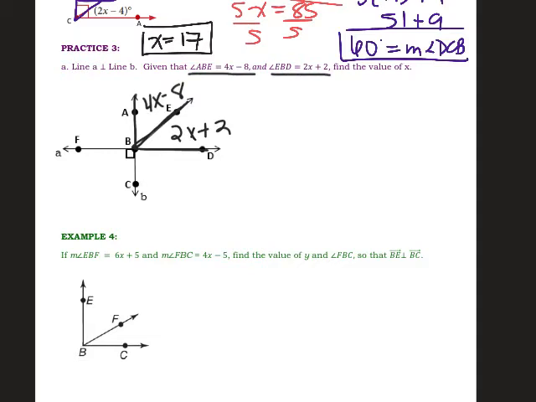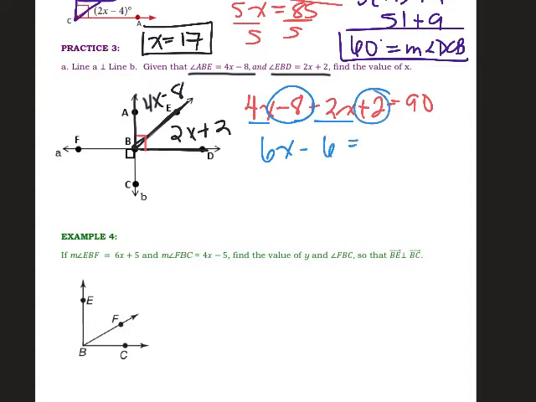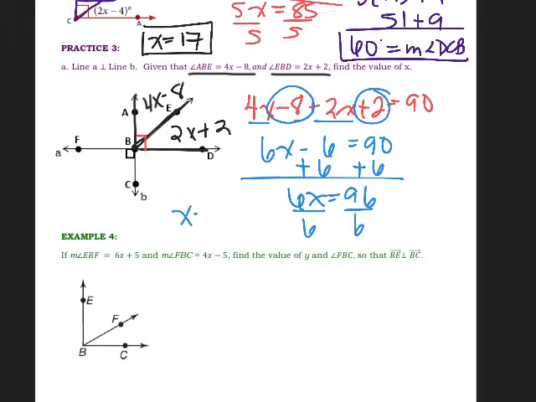Now, we just said that if there's a 90 degrees here, there should also be one across from it. So there should be a 90 degrees here as well. So together, they should add up to 90. So when I combine like terms, what do I get? 6x minus 6 equals 90. After I add the 6, we get 96. And then when I divide by 6, we get 16. And this one just asked for x. So we're done with that one.